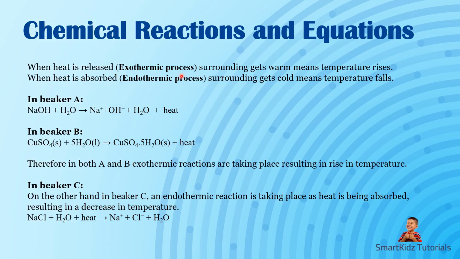When heat is released, we say it is an exothermic process, and when heat is absorbed we say it is an endothermic process. So the surrounding gets cold, meaning the temperature falls. In the first reaction, sodium hydroxide is reacting with water, so heat is given out in this reaction. In the second case, copper sulfate reacting with water molecules also gives out heat in the process. So beaker A and beaker B give us exothermic processes or reactions. In the case of beaker C, you have sodium chloride where heat is absorbed, so that results in a decrease in temperature, as heat is being absorbed.